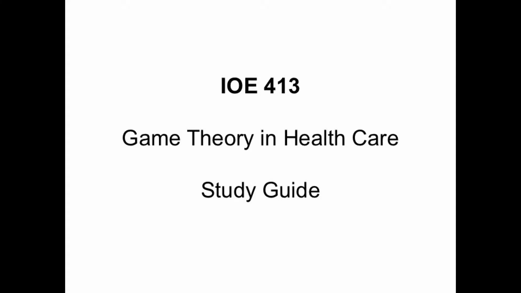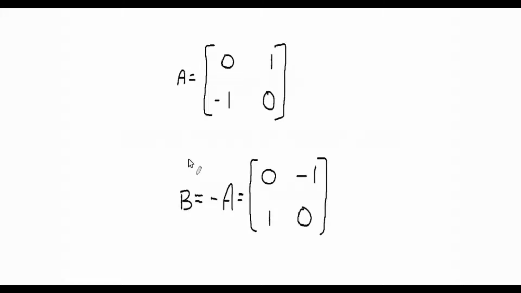IOE 413, Game Theory in Healthcare Study Guide. Consider the two-person zero-sum game defined by the following payoff matrices, A and B. This problem wants you to find the, quote, "security strategies" for each player.